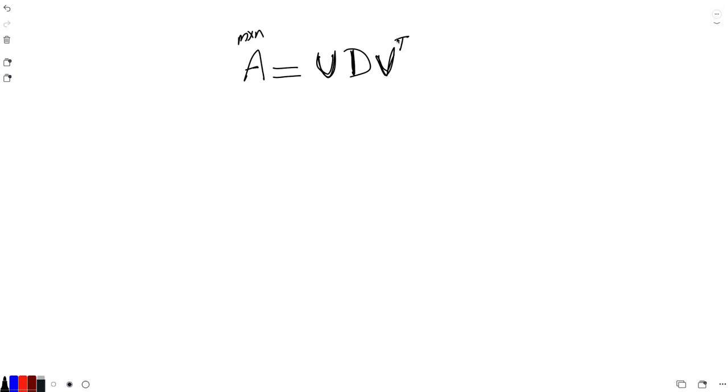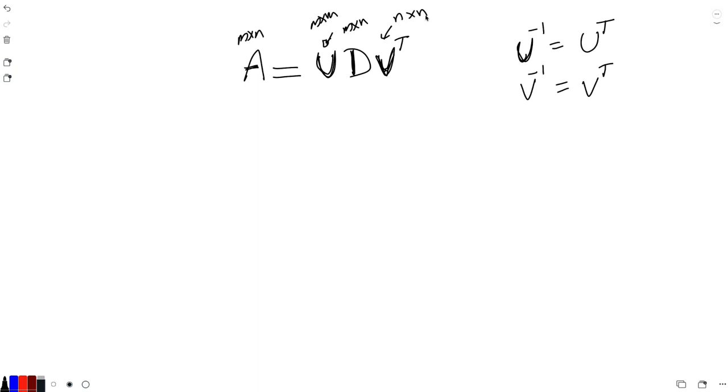And we said that U and V are orthonormal or orthogonal matrices, which means that U inverse is the same as the transpose of U, and also V inverse is the same as the transpose of V. Since the original matrix A is M by N, this U matrix is M by M, the D matrix is M by N, and the V matrix is N by N. So these are the dimensions of those matrices.